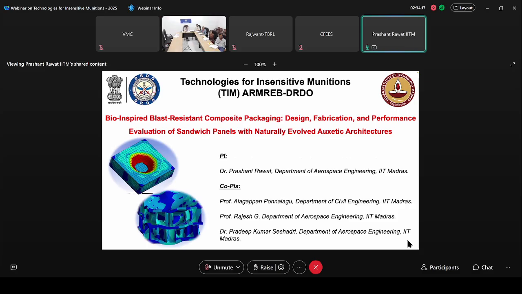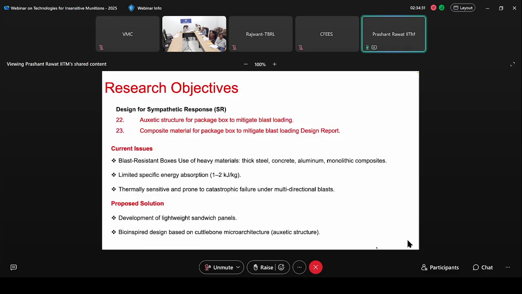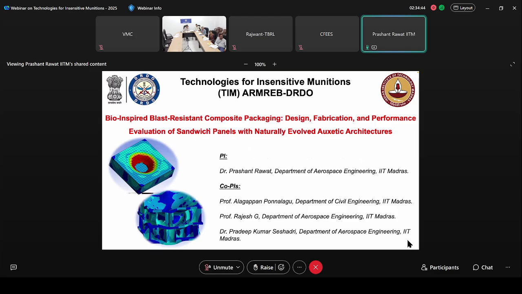Good evening, everyone. I am Dr. Prashant Rawat from the Department of Aerospace Engineering, IIT Madras. My proposed topic is bio-inspired blast-resistant composite packaging materials. Here I am going to address two aspects as per the sheet. Point number 22, auxetic structure for package box to mitigate blast loading, and composite material for package box to mitigate blast loading design report.